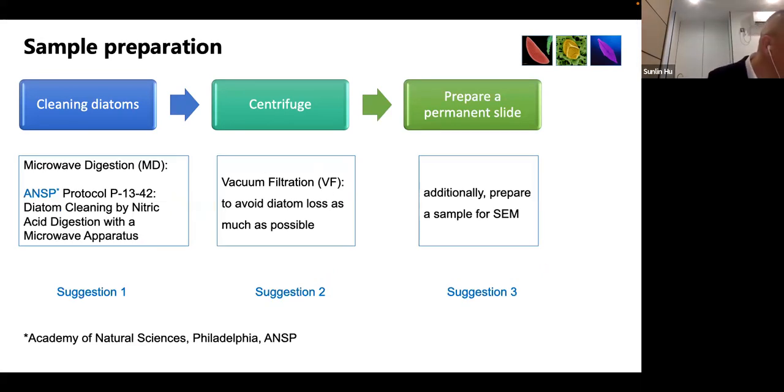My suggestion concerning these steps is that, firstly, use microwave digestion for the first step. Actually, this technique is being used at ANSP. Secondly, use vacuum filtration to avoid diatom loss. Thirdly, prepare a sample for SEM additionally.